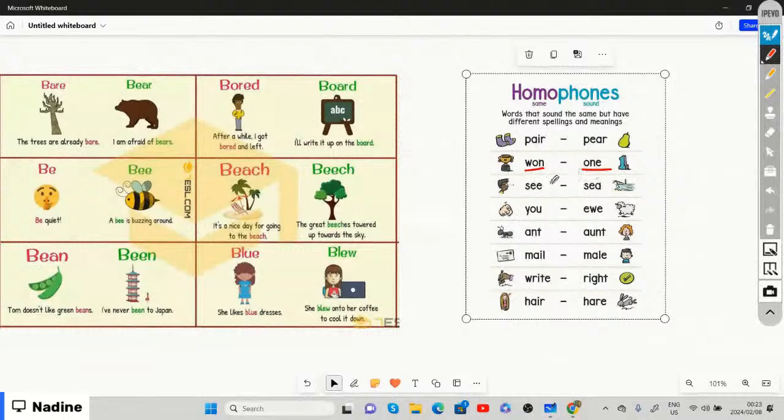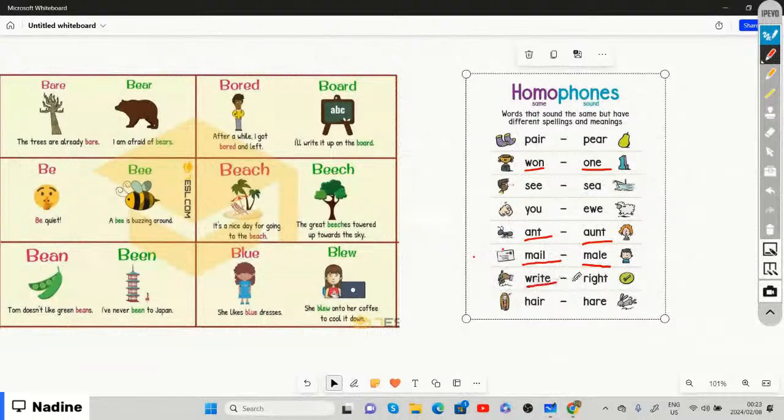We made mention of see, you, right? It's like referring to you as a person, as well as ewe, like when it comes to sheep. Ant is your little insect, usually comes when something sweet falls on the floor. And your aunt, which is either your mom or your dad's sister. Then we have mail, right? M-A-I-L. It's like the letters that you get in the letterbox, right? And then we have male, which is either a man or boy, right? Refers to a man, it's a male.